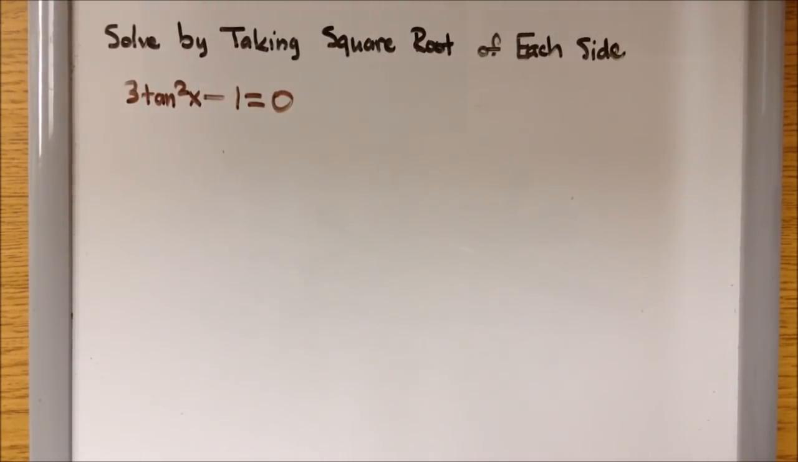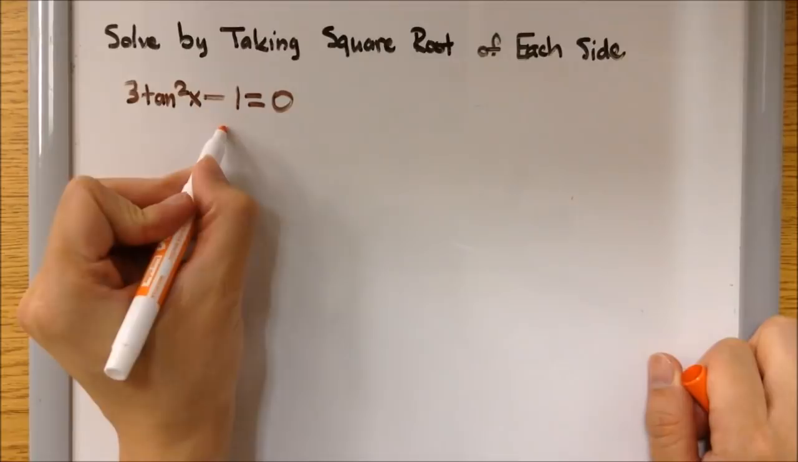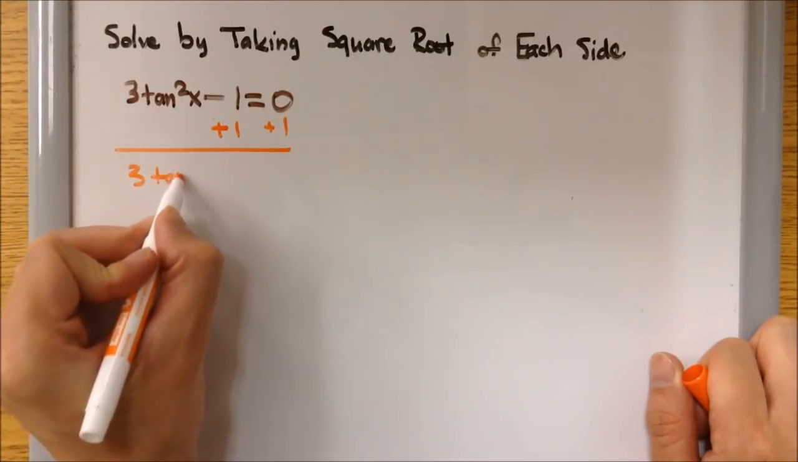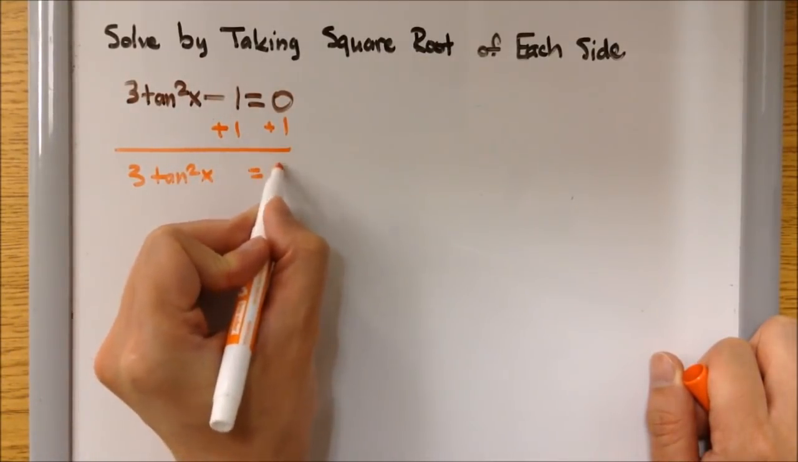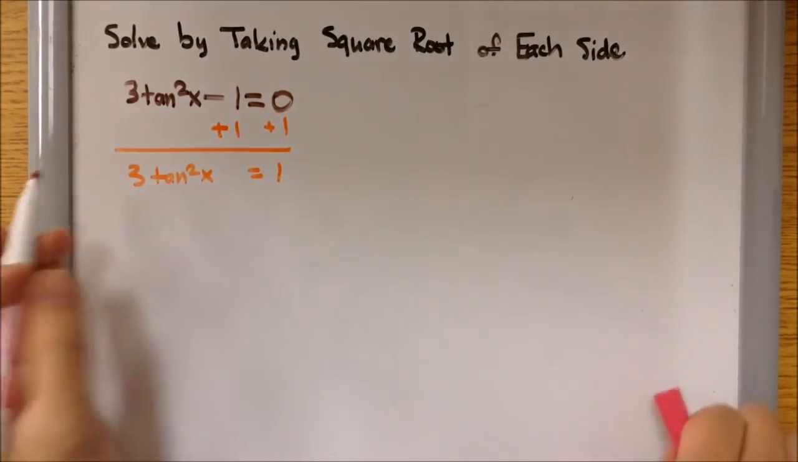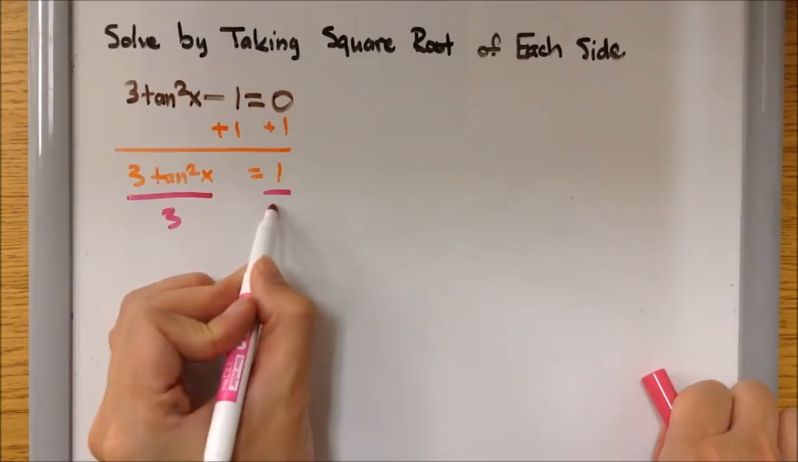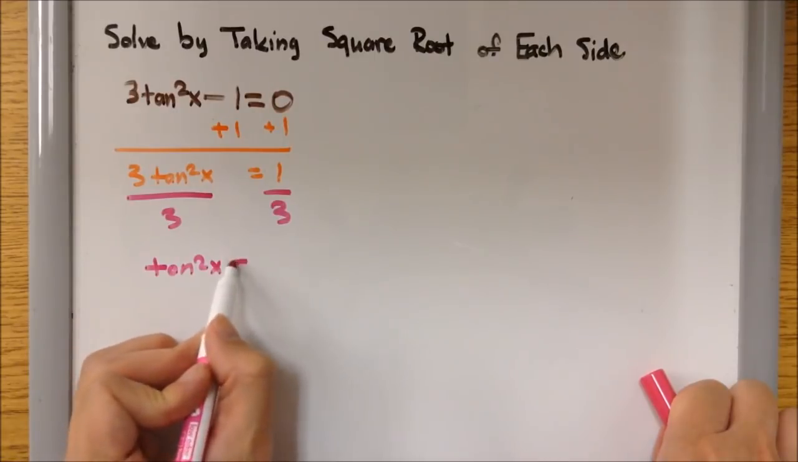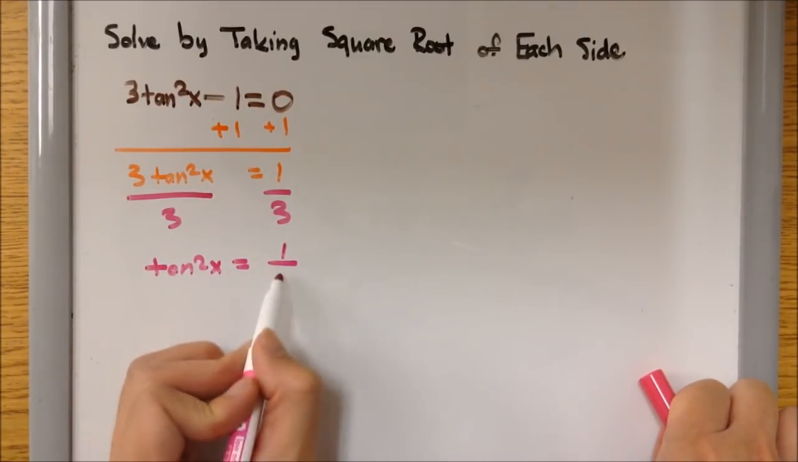In this third example, we have 3 tangent square of x minus 1 equal to 0. So try to get tangent square of x to be by itself. What I'm going to do first is cancel out the minus 1 by adding 1. So now we have 3 tangent square of x equal to 1. And now I'm going to divide both sides by 3 to get tangent square of x equal to 1 over 3.